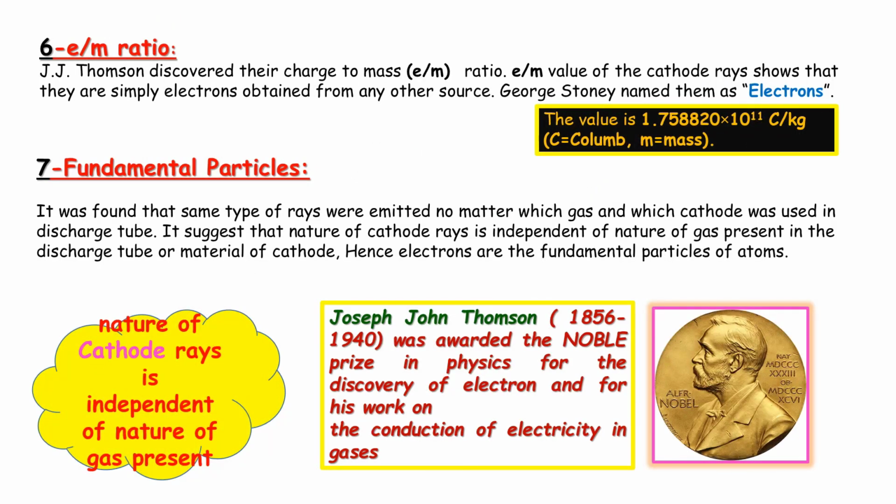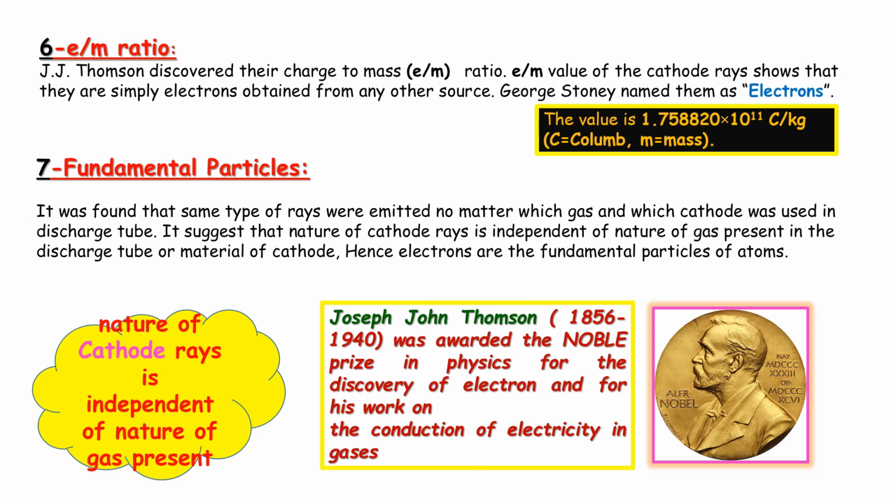Charge to mass ratio. Thomson discovered their charge to mass ratio. The charge to mass ratio value of the cathode rays shows that they are simply electrons obtained from any source. The value is given here. George Stoney named them electrons.